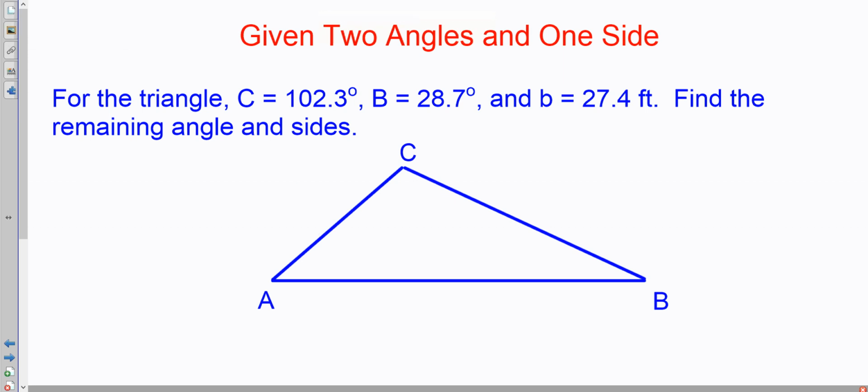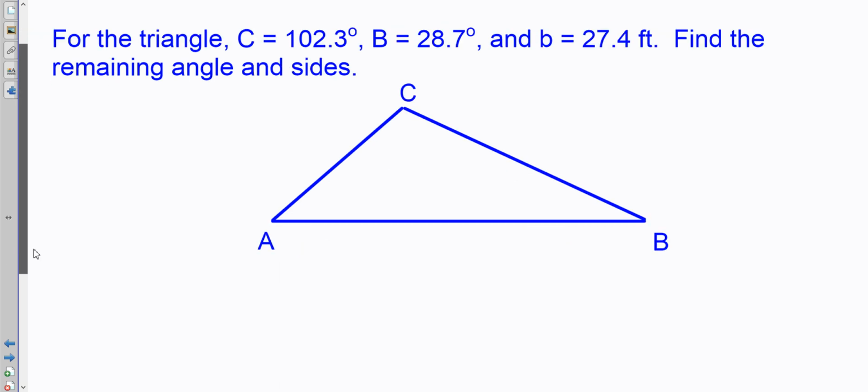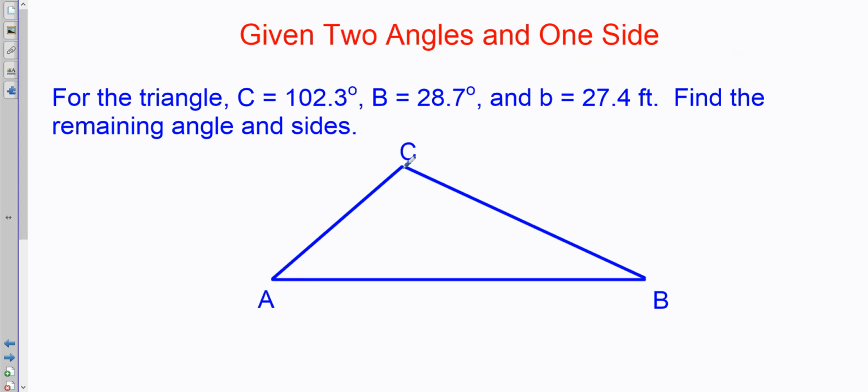And what we're going to do right here is solve this oblique triangle using, guess what? Probably the law of sines. Yes, the law of sines. So why would we use the law of sines? Well, first off, we're given this criteria.